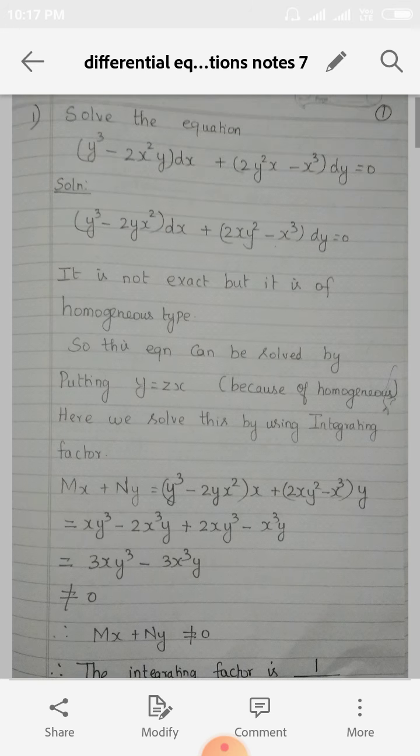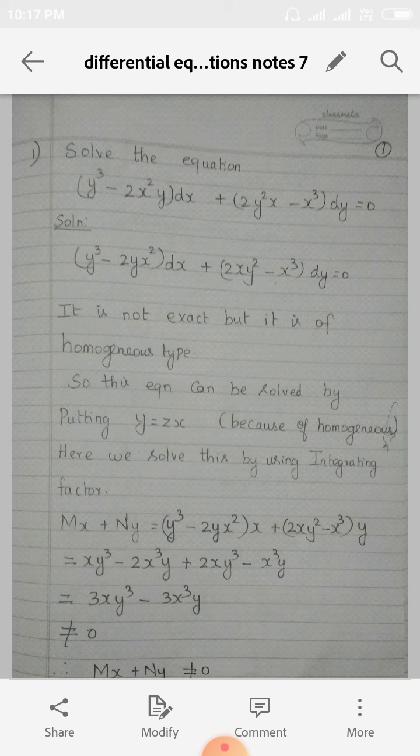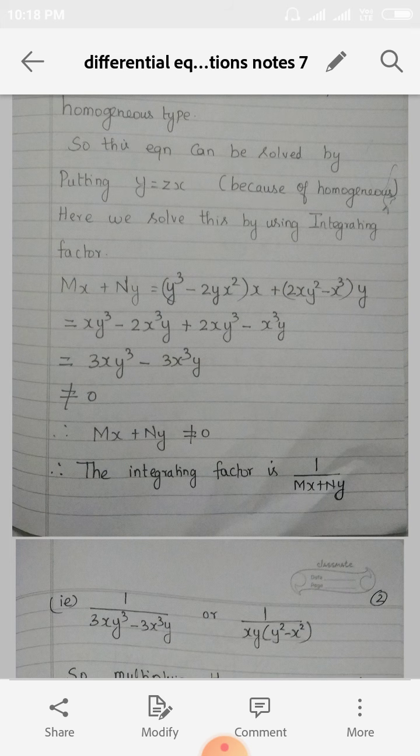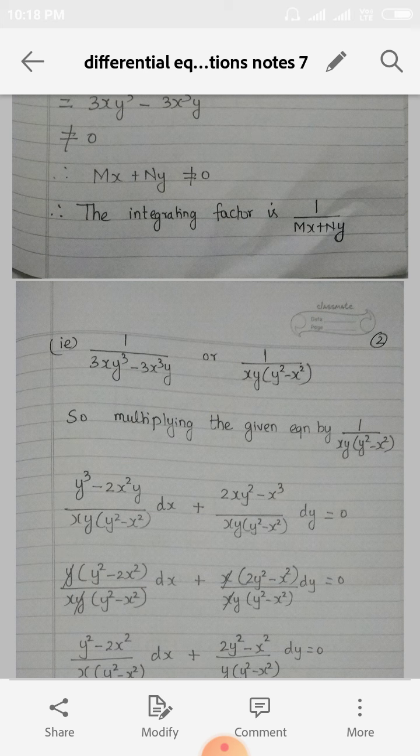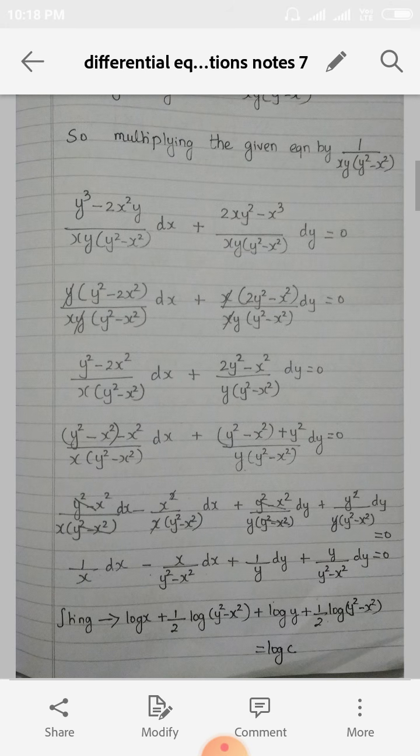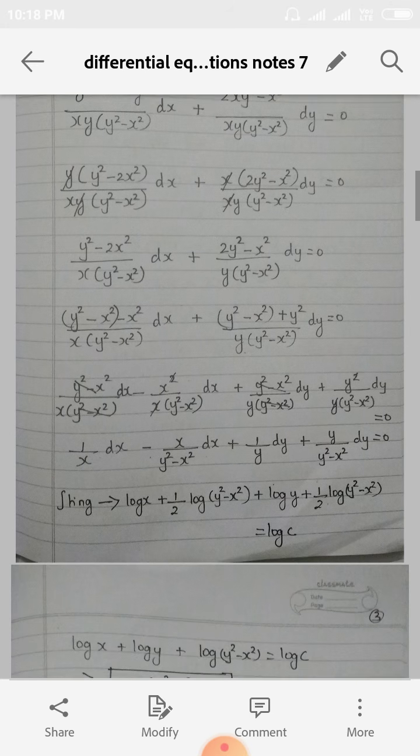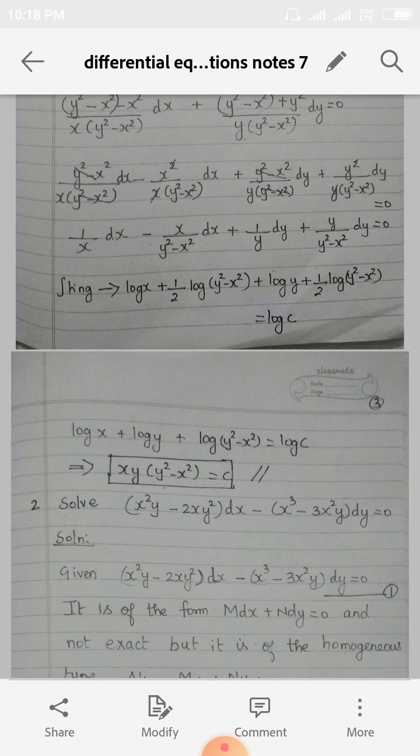The given equation is not exact, but the equation is of homogeneous type. So we have to find the integrating factor as Mx + Ny, not equal to 0. If it is not equal to 0, the integrating factor is 1/(Mx + Ny). In this term, we have to consider only the variables, just leave the constant term. So multiplying the given equation by the integrating factor, after solving and integrating the terms, we get the solution xy(y² − x²) is equal to c.